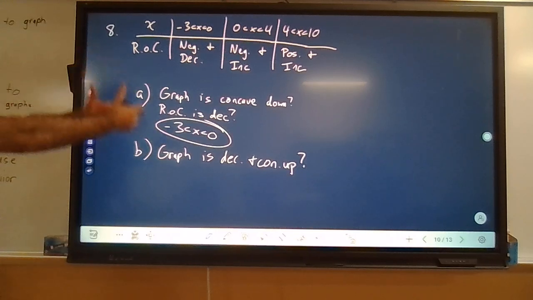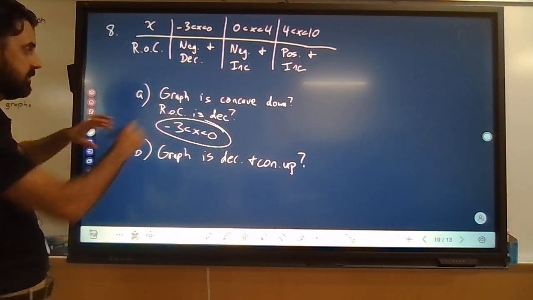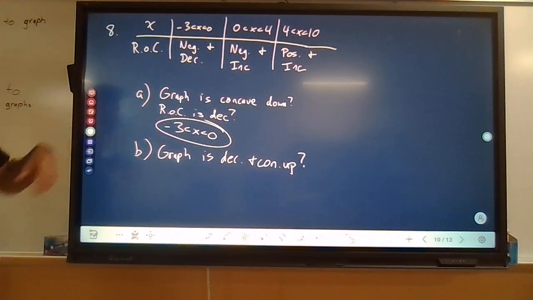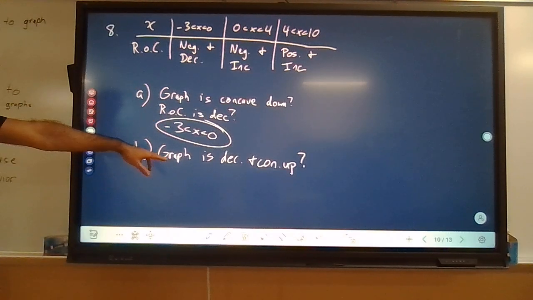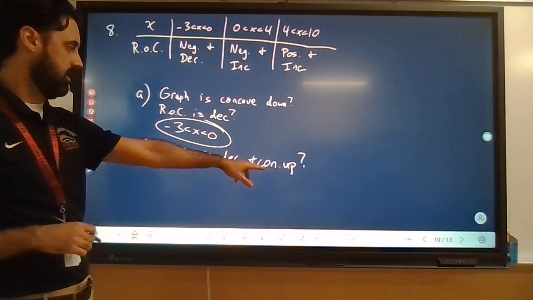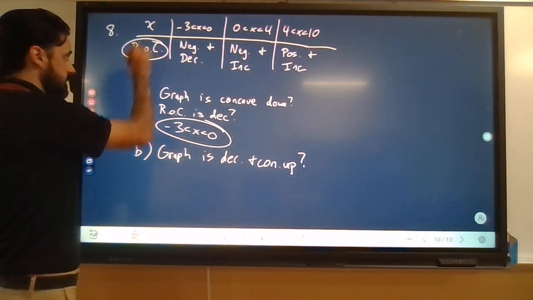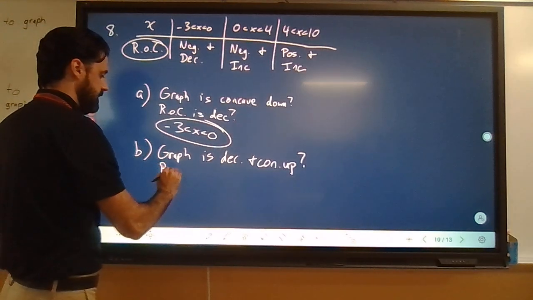We don't have to sketch a graph. We don't have to know what it looks like. We just have to be able to translate what that means. Now, the graph is both decreasing and concave up. Decreasing, concave up. Again, since this is talking about the rate of change, we have to know what this means for the rate of change.